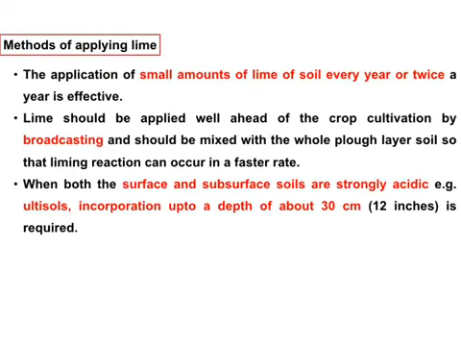Then methods of applying lime. In your land you can apply it twice every year. In field conditions, you can broadcast this liming material. If surface and subsurface soils are severely affected, for example, alkali soil, you can apply this liming material up to 30 centimeters.